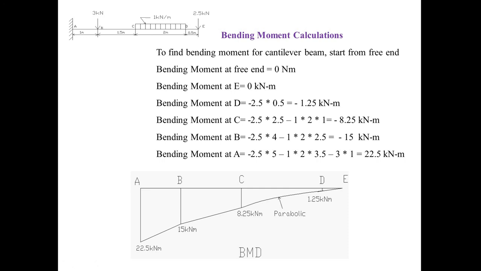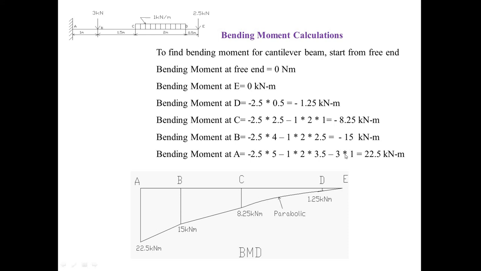Then bending moment at point A. All the forces being taken, the distance varies: minus 2.5 into 5, minus 1 into 2 into 3.5, minus 3 into 1. So that will be coming as 22.5. So our reaction at point A is also equal to 22.5. So it is matching, which means whatever values we got, it is correct.